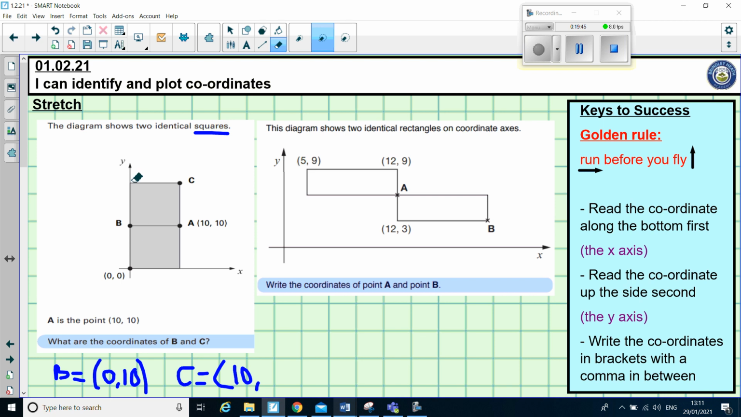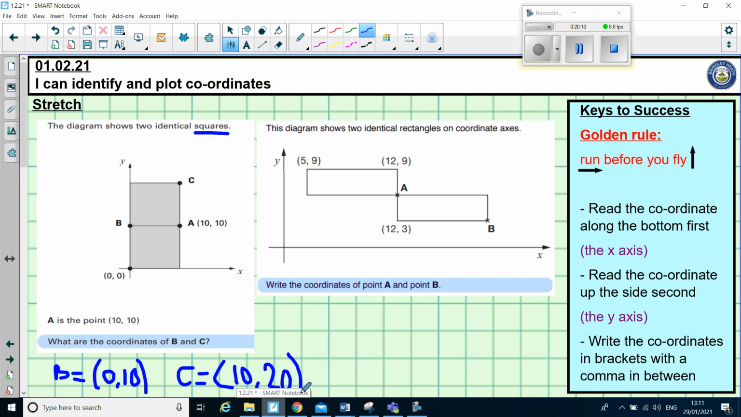Well, I know from here to here went up 10, because this coordinate was 0, 0 and this coordinate was 0, 10. So from here to here must go up 10, which tells me that C must be 10 more than what the y-coordinate was for A. So it must be 20.